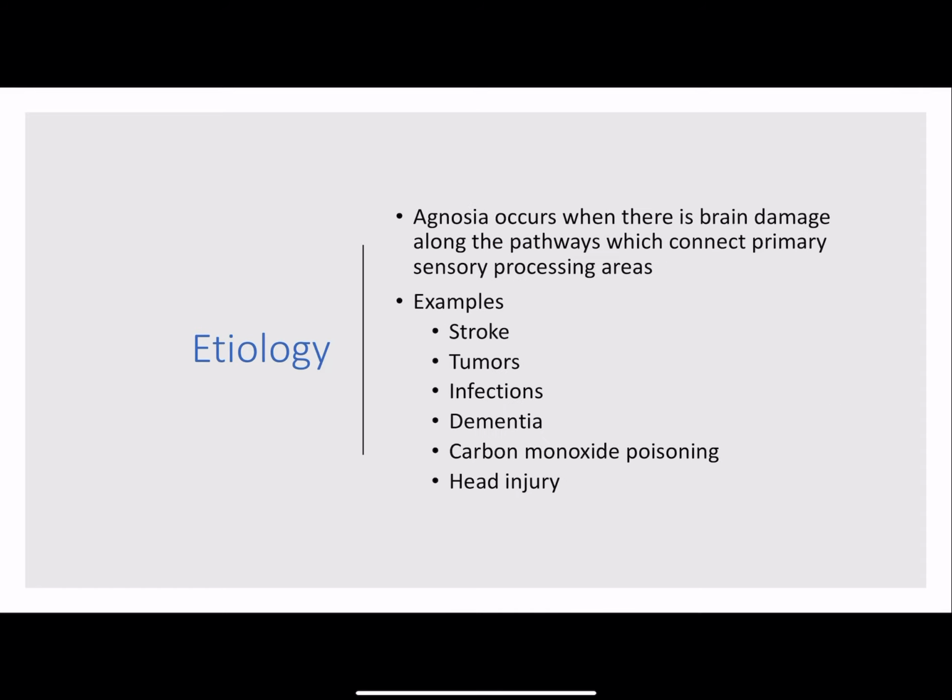So the etiology: agnosia occurs when there is brain damage along the pathways which connect primary sensory processing areas. Some examples would be a stroke, tumors, infections, dementia, carbon monoxide poisoning, and head injury.